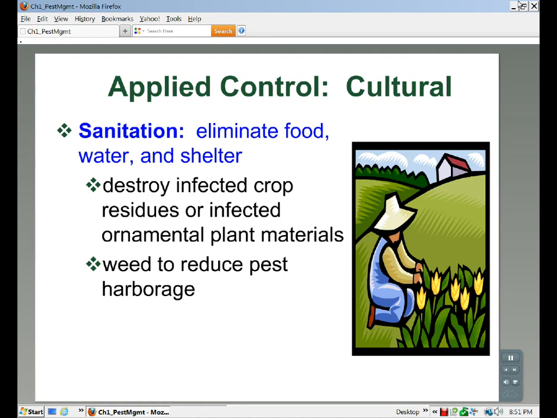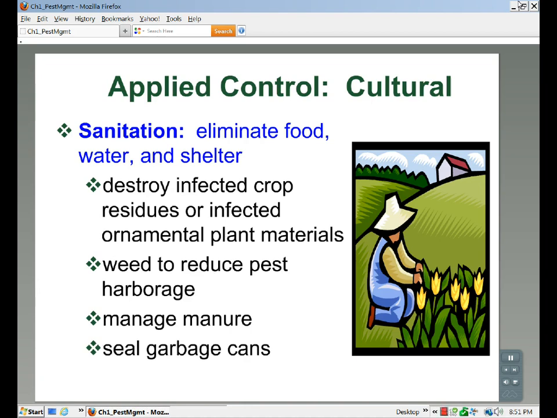If rodents and some insects have access to food, like manure or garbage cans, they'll be present and reproduce. Having soil near siding provides habitat for certain structural pests. Learn about the habits of your key pests. Evaluate your area for places where sanitation can be effective in reducing pest numbers.